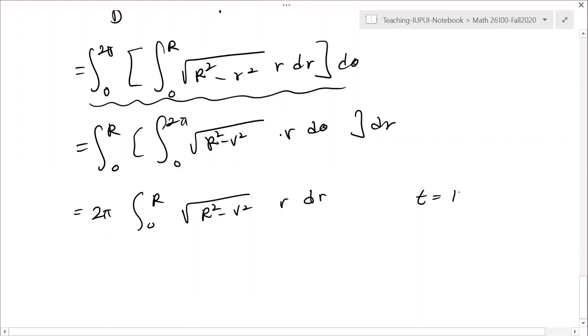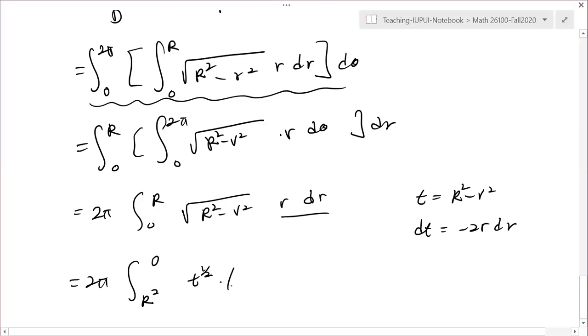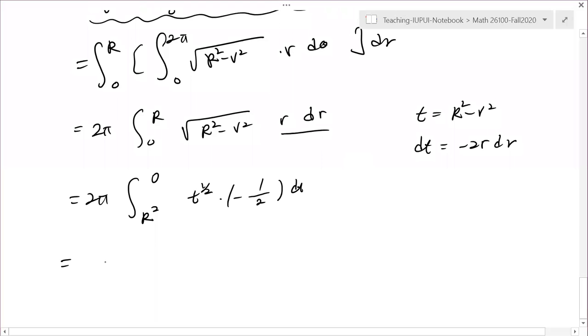Let t be R squared minus r squared, so dt is going to be negative 2r dr. When r equals 0, you get R squared, and when r equals R, you get 0. So that is t to the 1/2, and the dr will be negative 1/2 dt. Now we are almost done. Let's turn it around, so I get divided by 2 here, and then that's it.